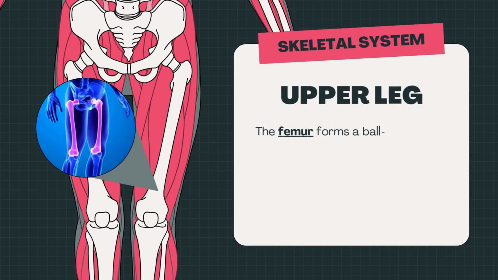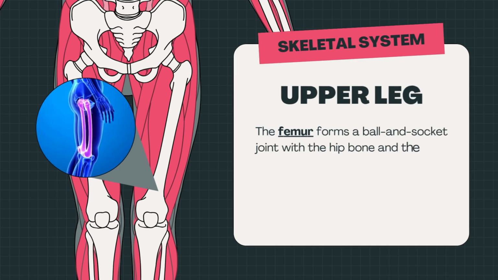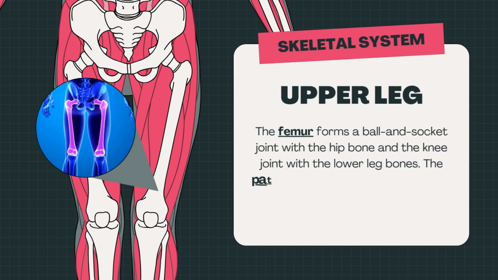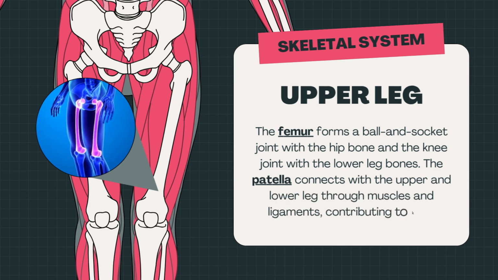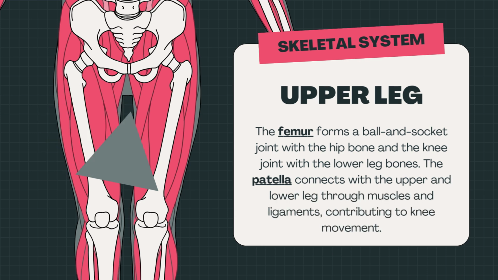The upper leg consists of the femur, which forms a ball and socket joint with the hip bone and the knee joint with the lower leg bones. The patella connects with the upper and lower leg through muscles and ligaments, contributing to knee movement.